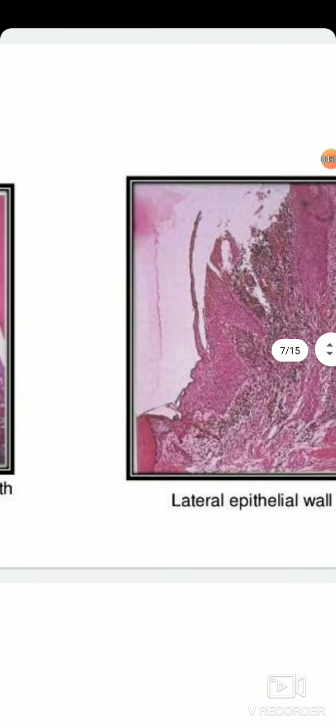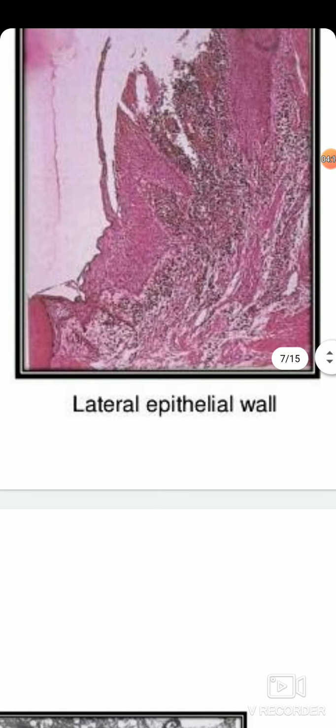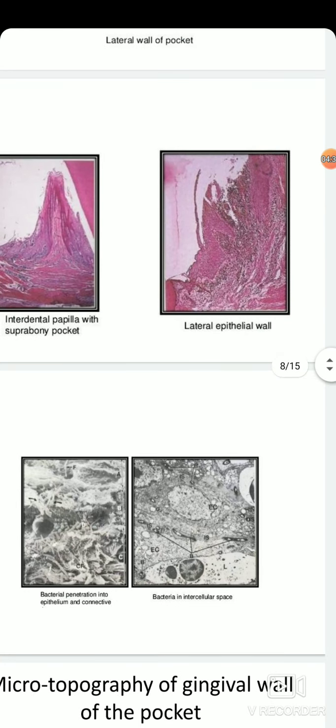So in this particular picture you can see the lateral wall of the pocket, where you can see the maroonish cells infiltrated into the epithelial layer. The ulcerated tissue is the nidus for these cells to pass in or pass out. Okay, so that is the break in continuity of the junctional epithelium.